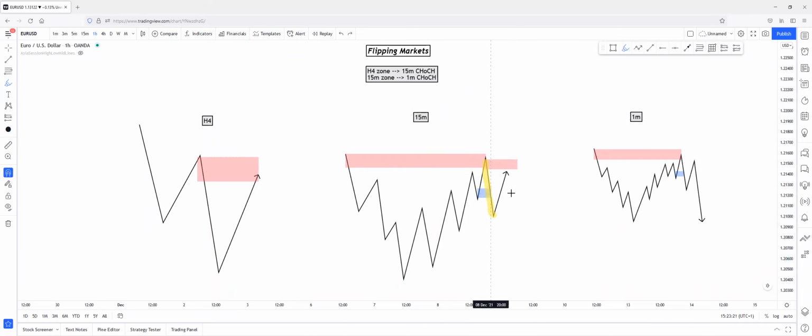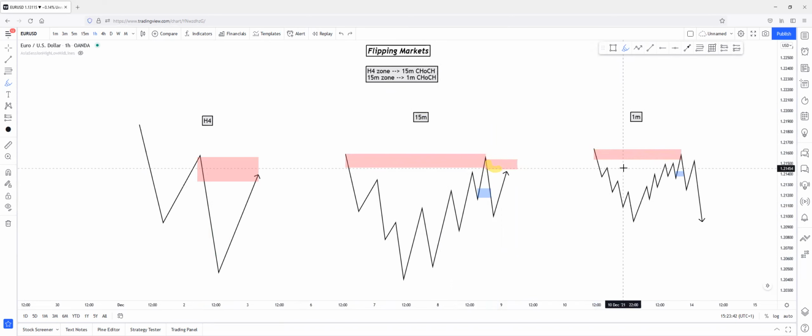Okay, so this downside and upside movement will look like this on the 1-minute chart. So after price mitigated the higher time frame 4-hour supply zone and broke structure or changed character to the downside and broke the demand zone, it created a 15-minute supply zone, which is this one and this one.